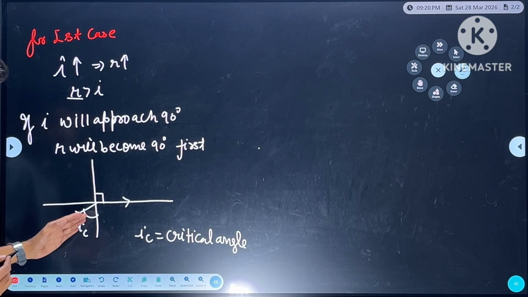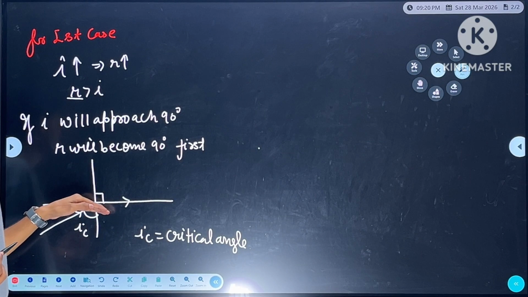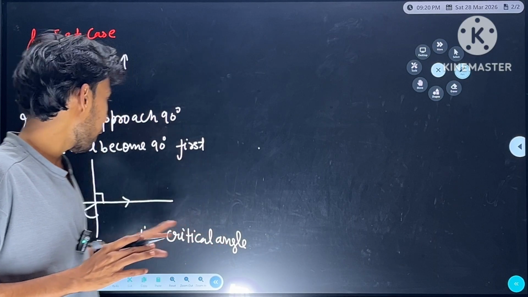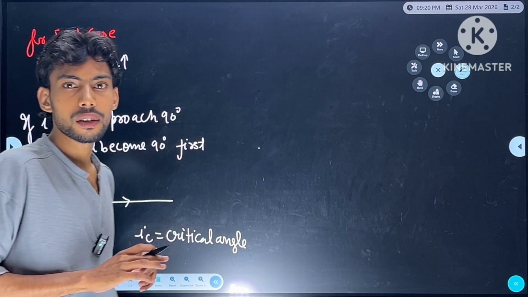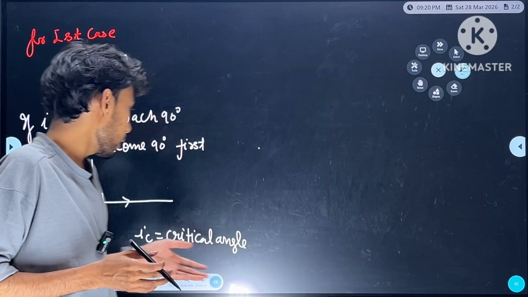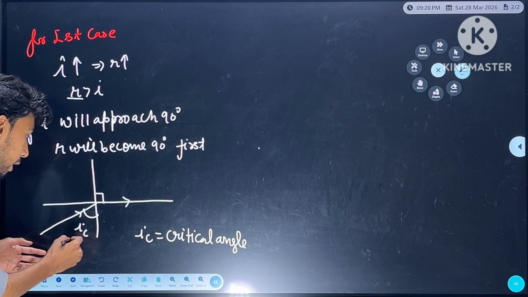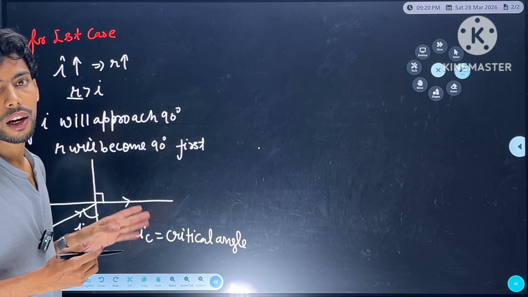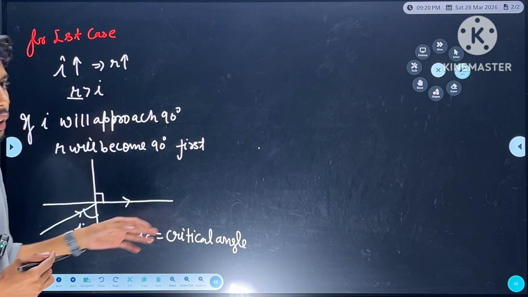What is happening here? If I am increasing the angle of incidence, R is increasing, but R is increasing in such a way that R is always greater than I. That means this R will approach the 90 degree value first before I does. That means when I is less than 90, R will become 90. So this particular angle of incidence for which the angle of refraction becomes 90 degree is called the critical angle.